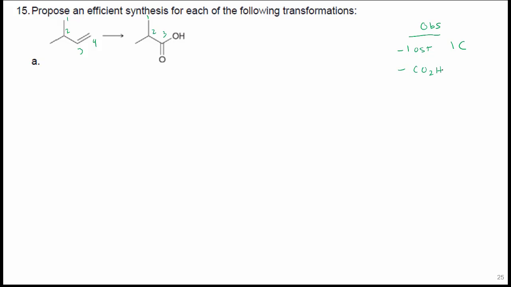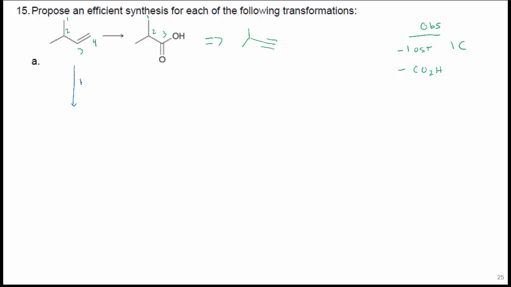All right, so if I think about what reactions I have where I can lose a carbon and form a carboxylic acid, the first one that comes to mind is one where I'm doing ozonolysis on an alkyne. So if I do ozonolysis on an alkyne with the water workup, that gives me the carboxylic acid. So what I need to do to get to that alkyne is I need to do a double elimination. And in order to have a double elimination, I need 2 leaving groups.